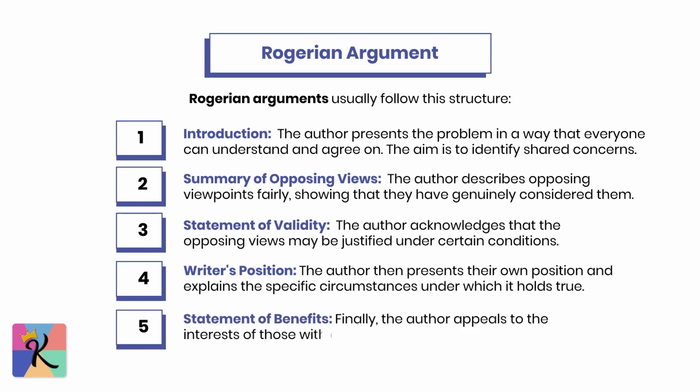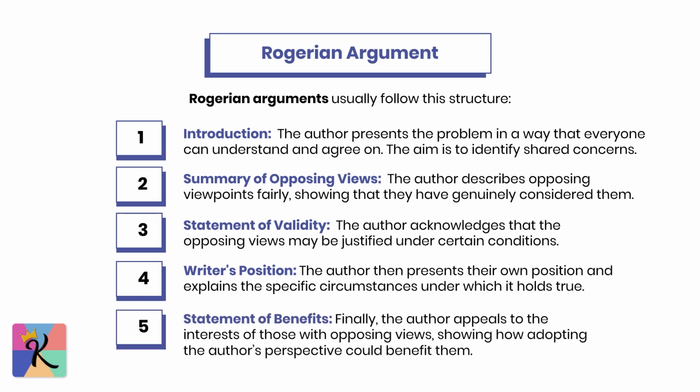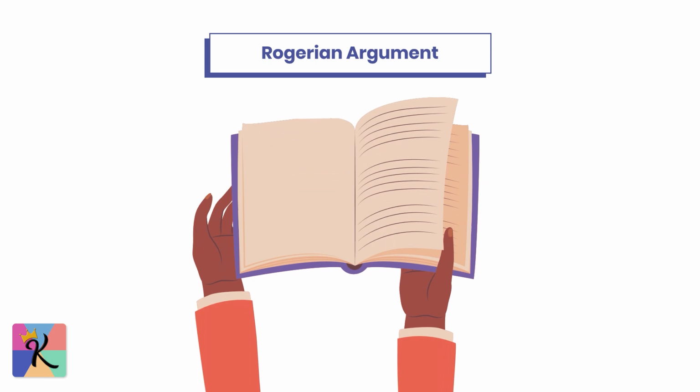Statement of benefits. Finally, the author appeals to the interests of those with opposing views, showing how adopting the author's perspective could benefit them. Recognizing a Rogerian approach in a Carr's passage can help you understand when an author is presenting alternative viewpoints to empathize with others, rather than outright dismissing them. If a passage seems to shift from one perspective to another and then reaches a synthesis, the author may be using a Rogerian structure to find a balanced solution.